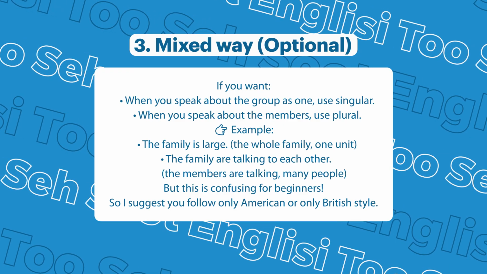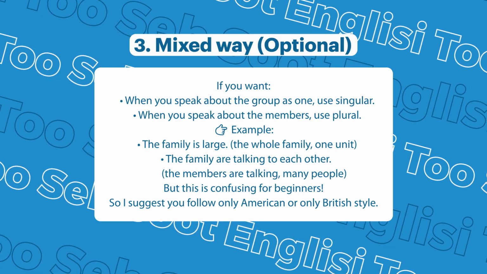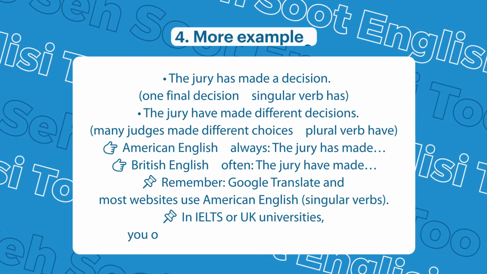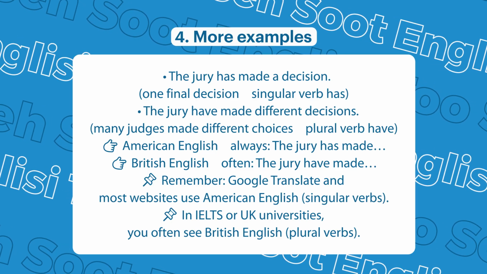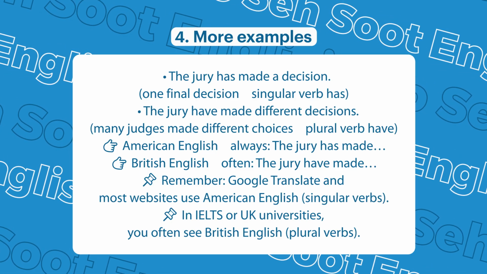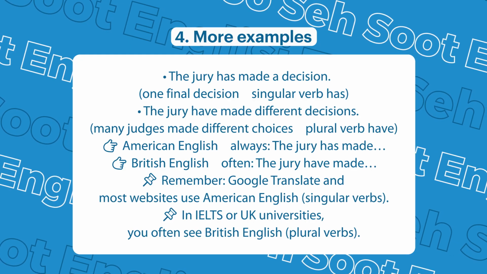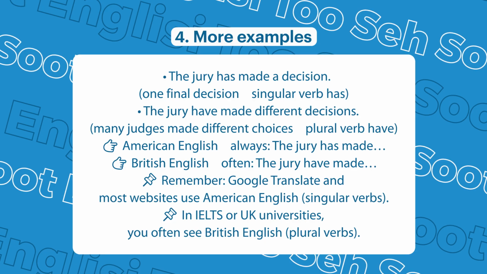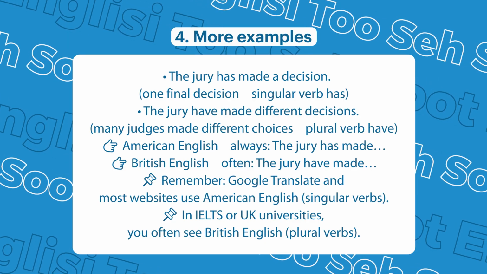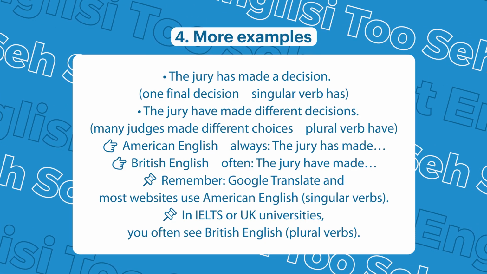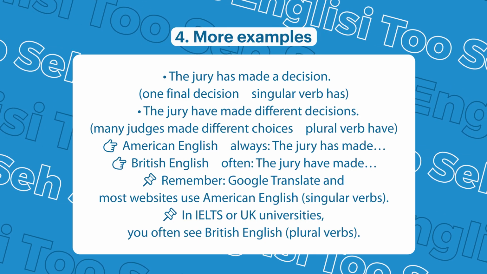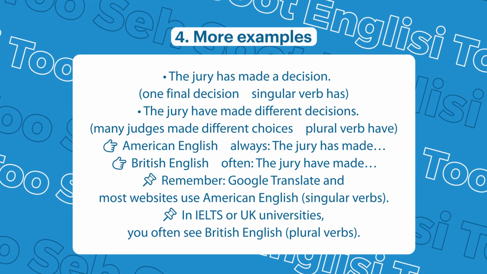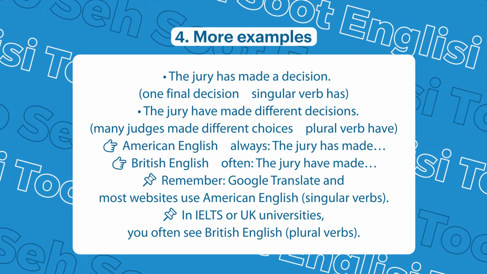There are multiple people. But this is confusing for beginners, so I suggest you follow only American or only British style. How do we use the word jury, a group of people deciding a court case, with verbs like has or have? In the US, you almost always treat jury as one single unit. So you'd say the jury has made a decision, using has, a singular verb. But in the UK, it's more common to think of the jury as individual people with their own opinions. So you might say the jury have made different decisions, using have, a plural verb.